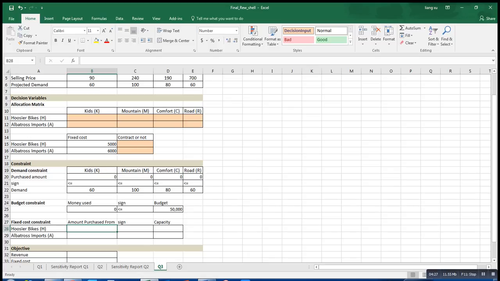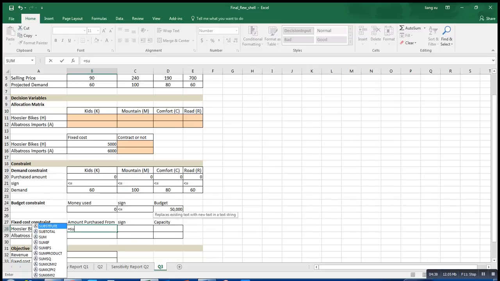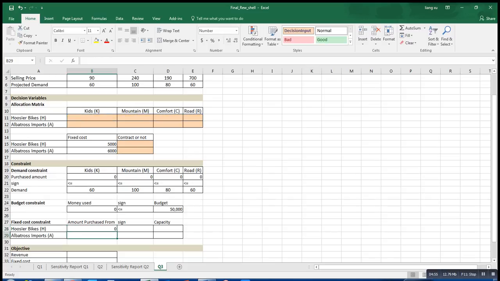The next one is the fixed cost constraint, which is a very important constraint, and the concept is a little bit tricky to understand. The idea is, for each type of bicycle, for all the bicycles you buy from supplier Hoser, which is supplier H, this is the total amount of bikes you purchase from this supplier. The thing is, you can only buy from this supplier if you contract with them. So it has to be less than something related to whether you contract with the supplier or not.